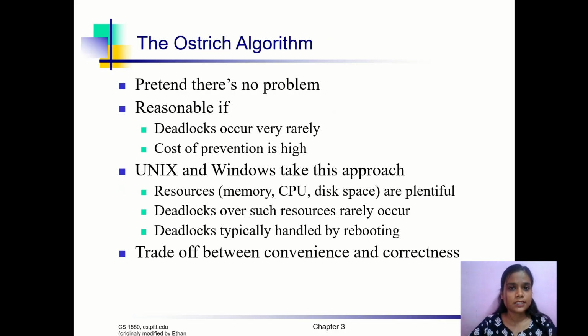This is the ostrich algorithm. It pretends there is no problem. It is reasonable if deadlocks occur very rarely and the cost of prevention is high. Unix and Windows take this approach. Resources like memory, CPU, and disk space are plentiful and deadlocks over such resources rarely occur. Deadlocks are typically handled by rebooting. It is a trade-off between convenience and correctness.